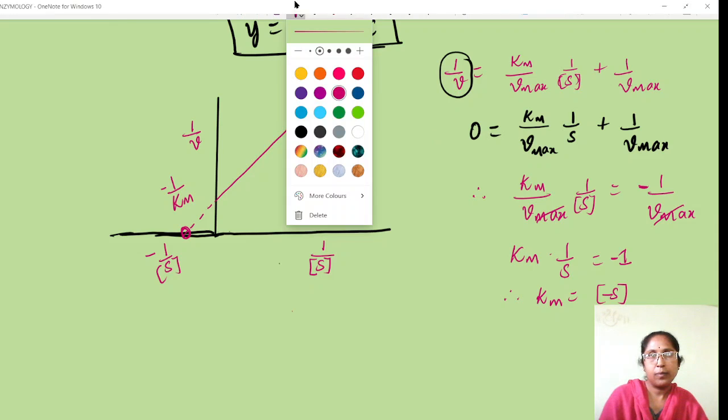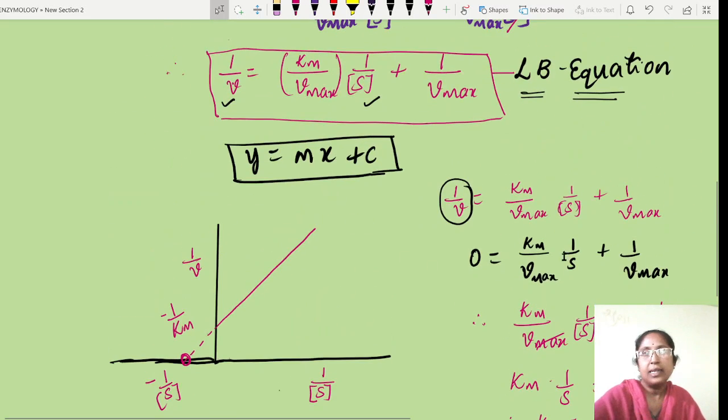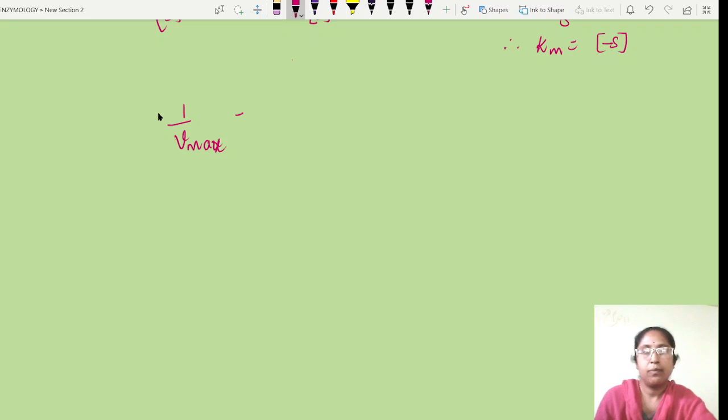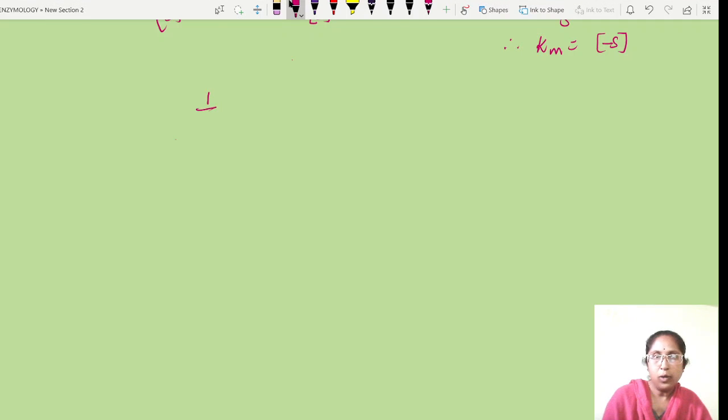Similarly, if x axis is equal to 0, let us see what happens in this equation. I am writing the Michaelis LB equation once again: 1/v is equal to Km by v max into 1/s plus 1/v max.